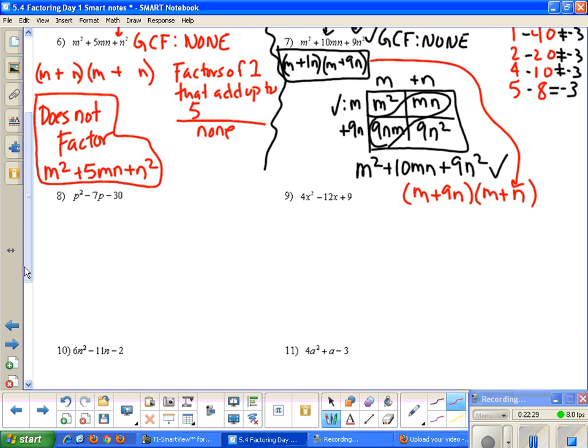So for question number 8, it has three terms. Notice that there is no greatest common factor. So since there's no greatest common factor and there's three terms, I want to see if I can factor this by setting up my two sets of parentheses. I know p times p would give me my first term, which is p squared. And since my sign's negative here, that means these need to be opposite. Since my middle term here is negative, that means my larger number is going to be negative. So factors of 30 that add up to negative 7.